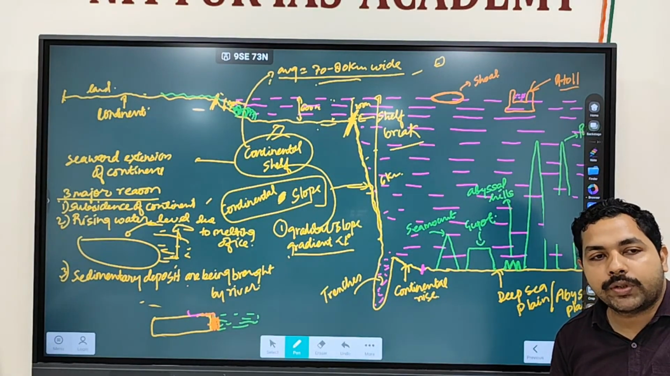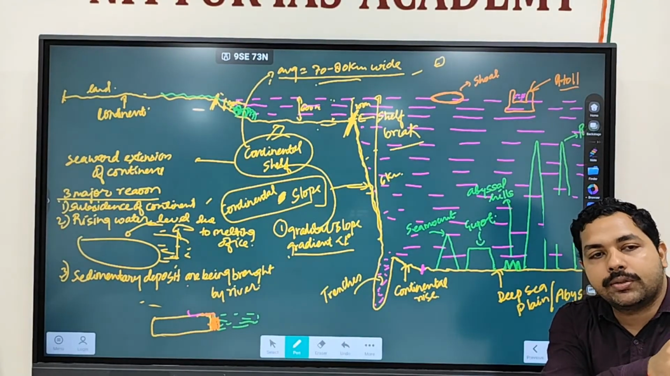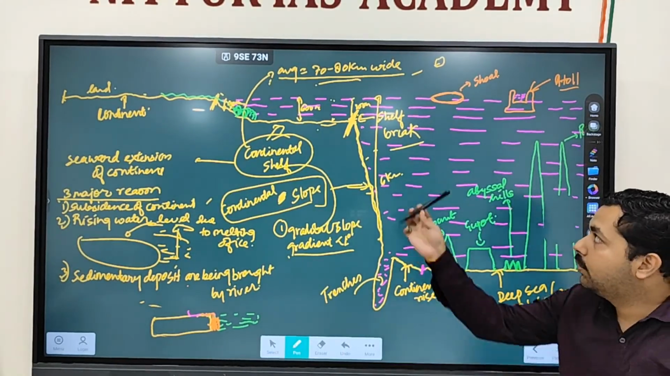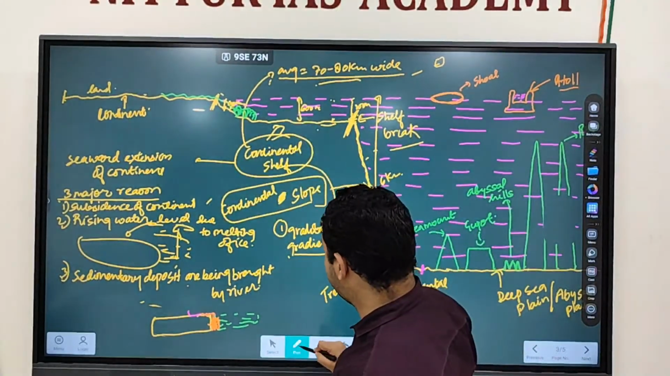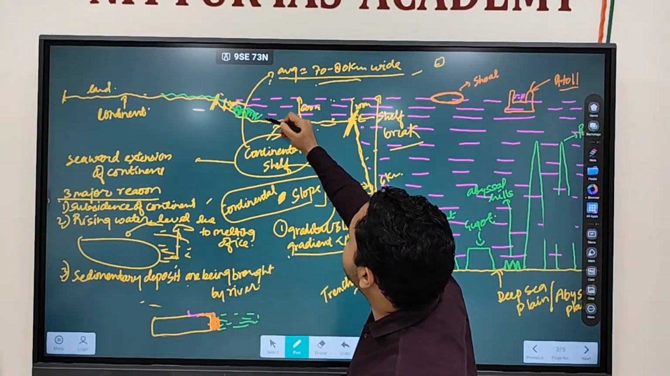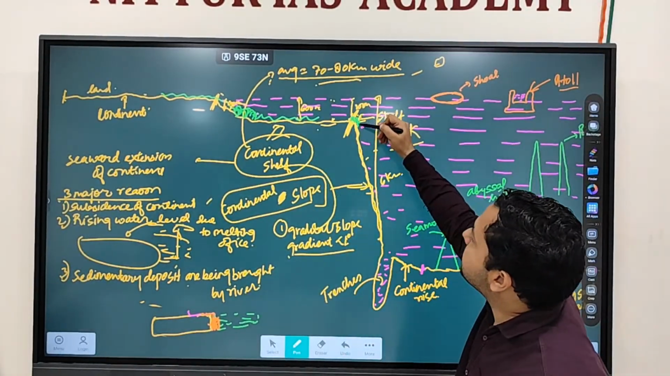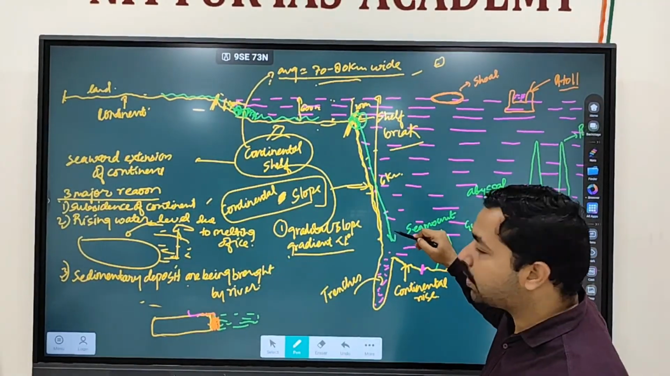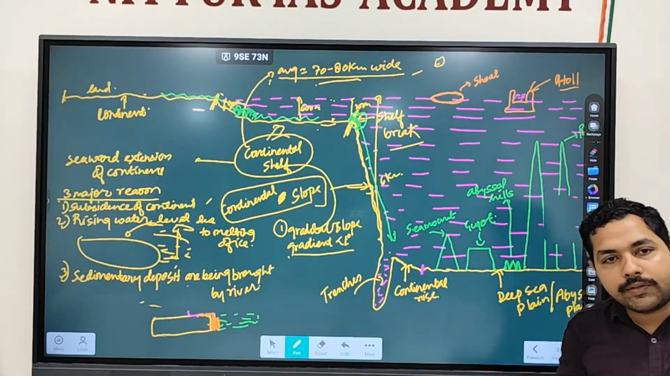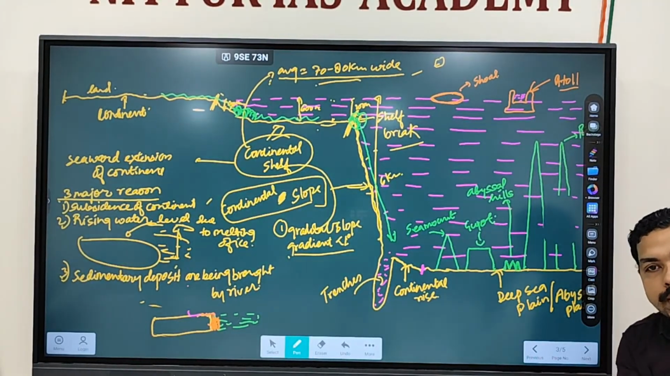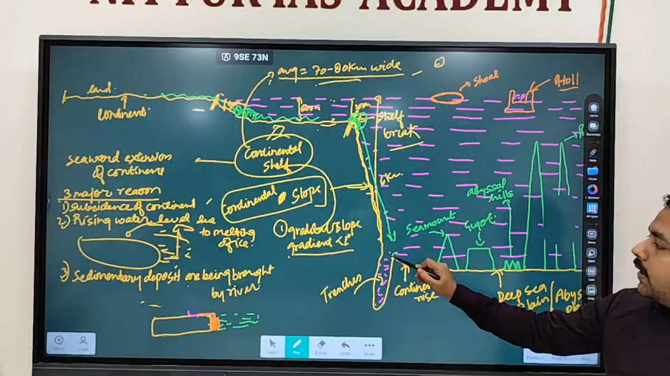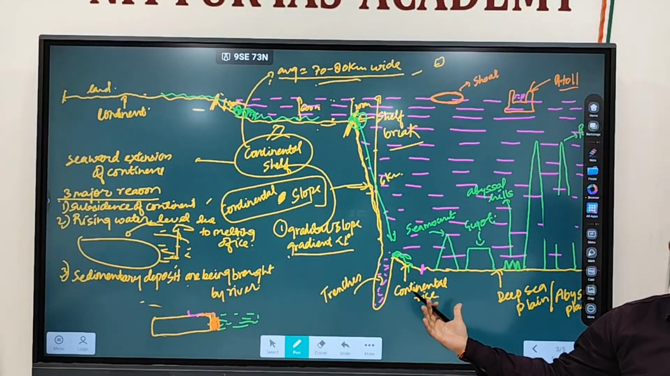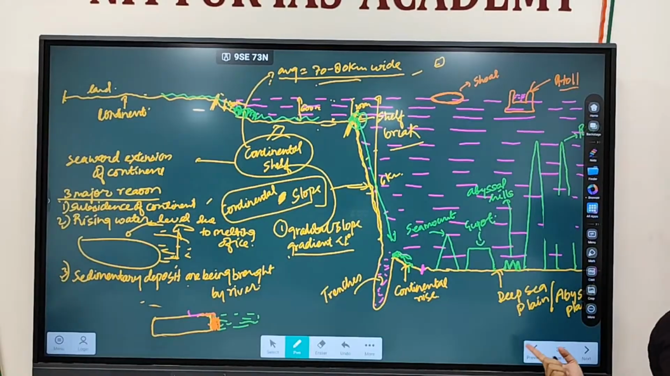Since the slope is very high over here, what will happen? None of the deposits is going to stick over here. The deposits will come down. Let's say rivers bring the deposit and start depositing sediments over here. These sediments will not stick over here. They will come down under the influence of gravity, because the slope is very steep in nature. That's why a lot of deposit moves downward towards the deep sea plain.